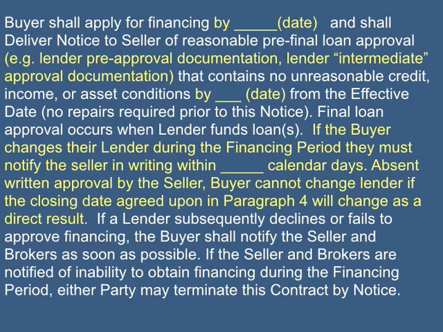No repairs are required prior to this notice. So exactly what are we saying here? We're talking about a reasonable pre-final loan approval, and it specifically spells out what that is. It is a lender pre-approval documentation or lender intermediate approval documentation, which means that they have been through some underwriting process and are pre-approved. It's not simply that the loan officer has spoken to the client and gathered information and said based upon what they've told him, they are pre-qualified. There's a big difference in pre-qualification and pre-approval.